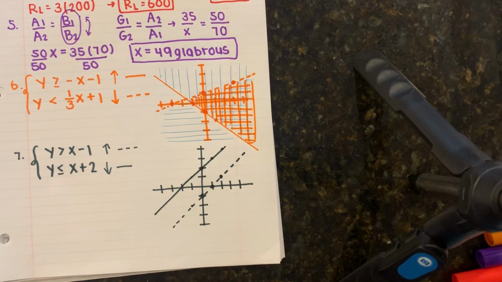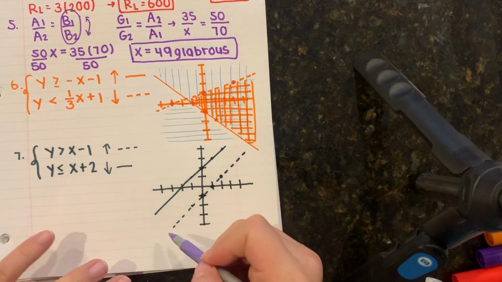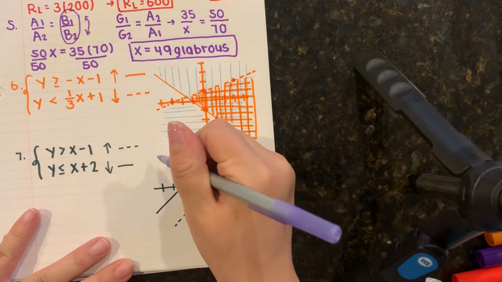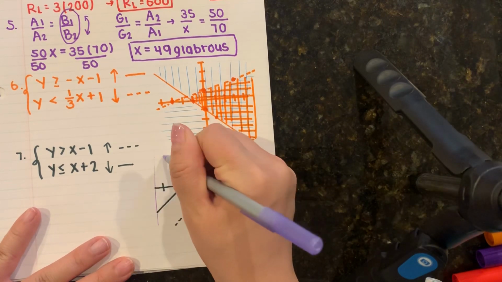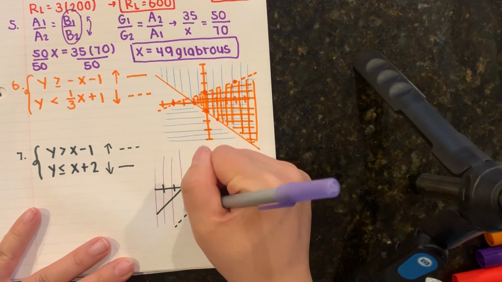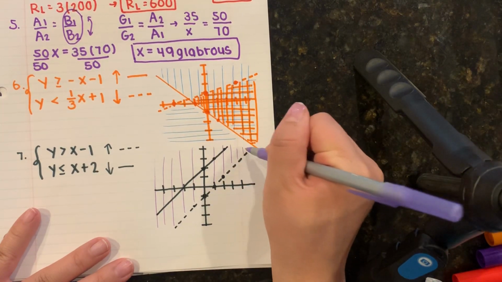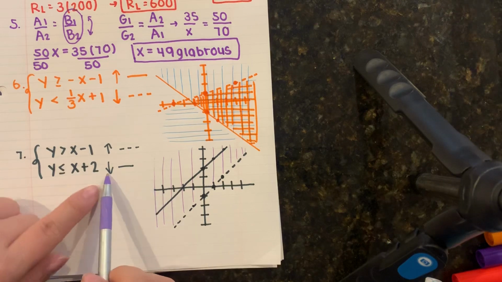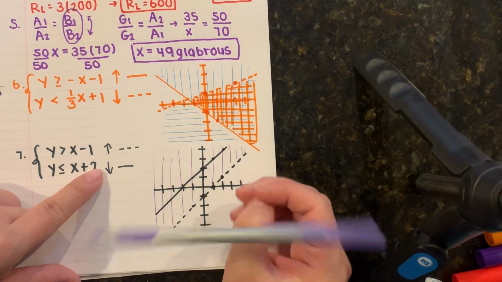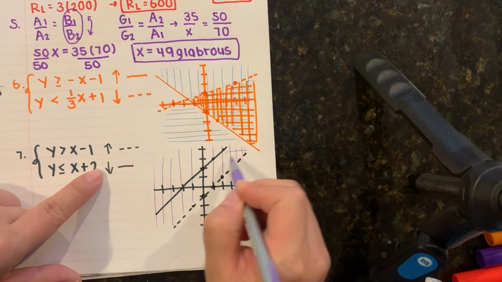So now I'm going to go through with my shading. Now shading is going to be, for my dotted line, everything above that line. So every value above that line would be everything up here. So I'm going to just shade this portion above the dotted line. Then it says everything below my solid line. So that would be everything below it.